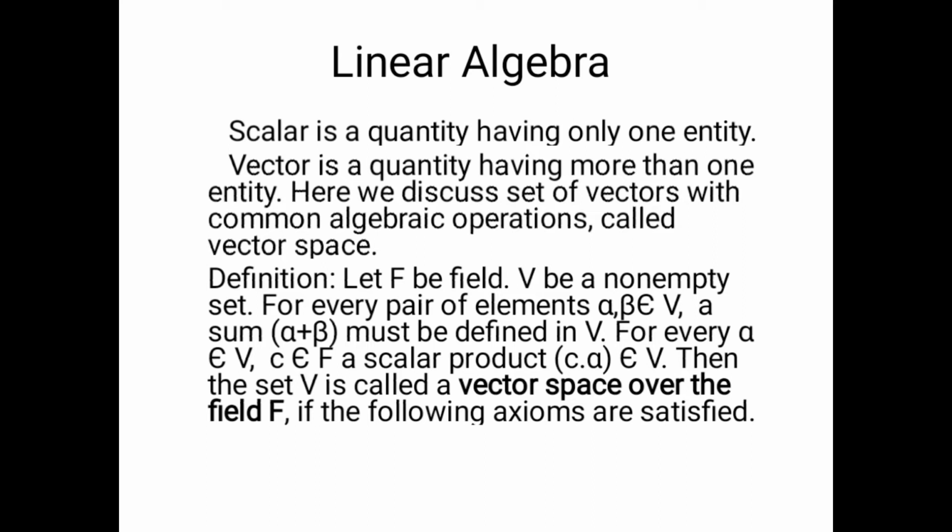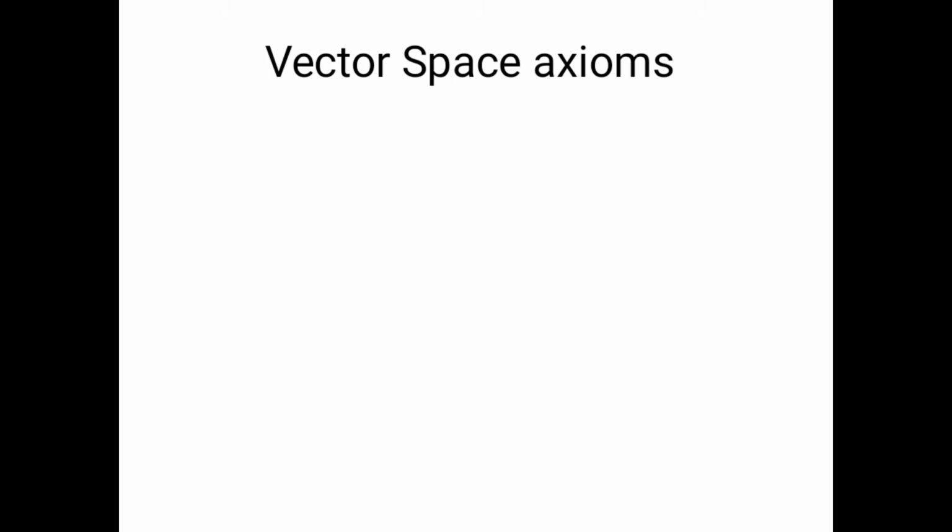So with these two binary operations, one is the internal binary operation and another one is the external binary operation, which we call scalar multiplication. If with these two binary operations a non-empty set V satisfies what we call the vector space axioms, then we say that V is a vector space. So what are those vector space axioms? Let us see.